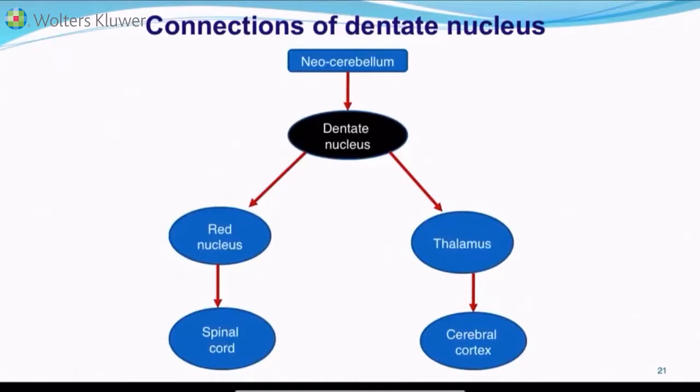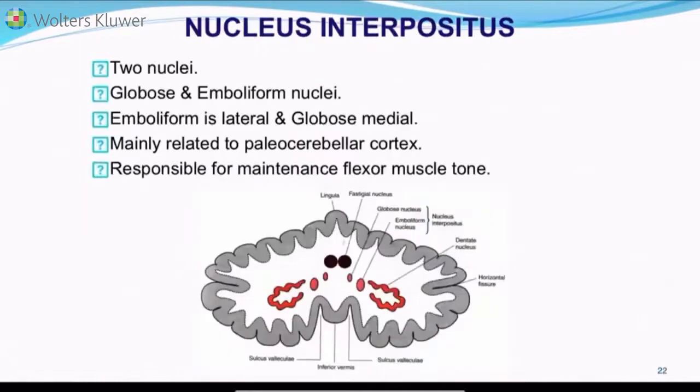Connections of the dentate nucleus: the neocerebellum will send its impulses to the dentate nucleus. The dentate nucleus will further analyze it and synchronize it. It will process it and send it to the red nucleus of the midbrain, from there to the spinal cord or to the thalamus, and from there to the cerebral cortex. So the dentate nucleus will decide what to do with the impulses it receives from the neocerebellar regions. Nucleus interpositus is a name given to two nuclei together, the globose and the emboliform nuclei.